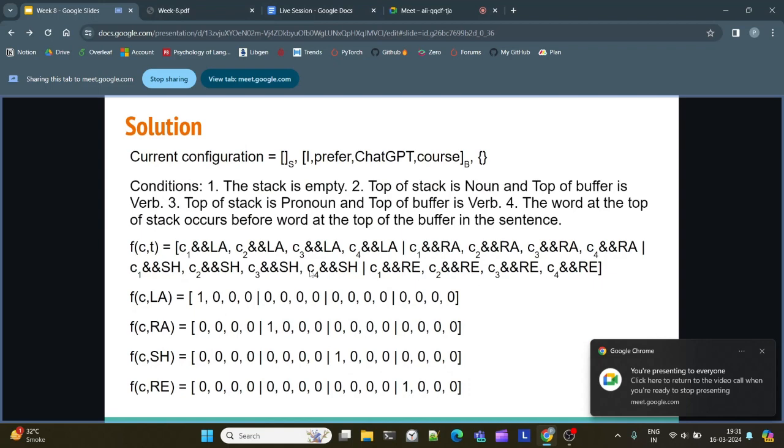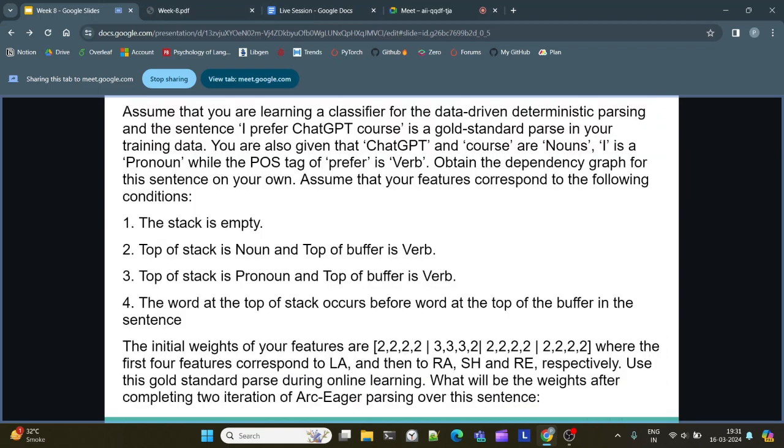Because it was asked in the question. So the question asked what would happen after 2 iterations. So that's why.